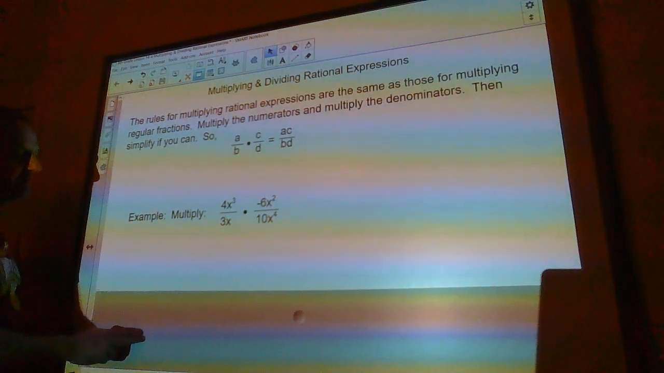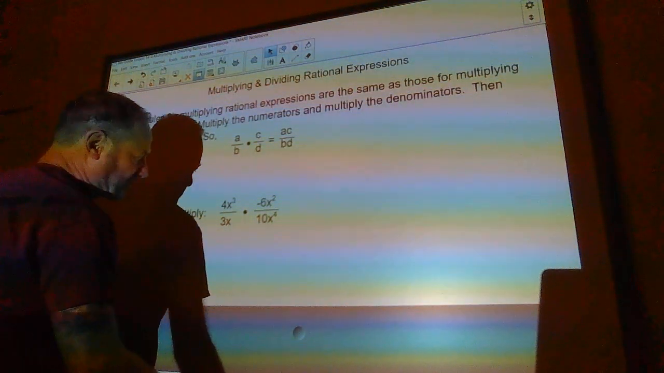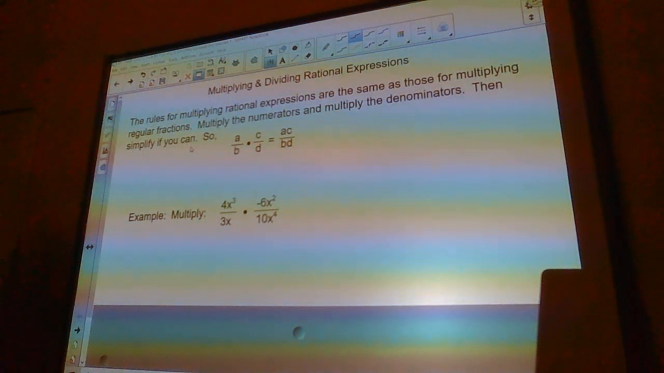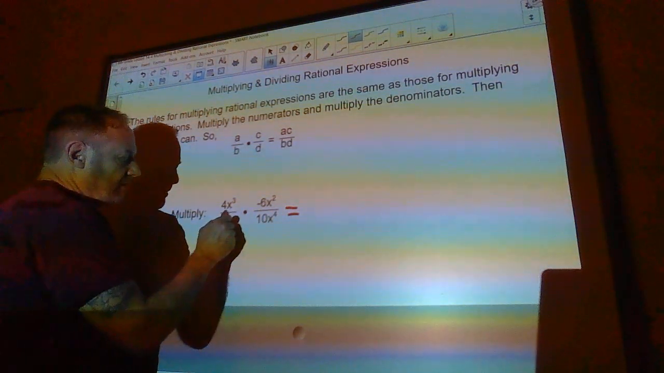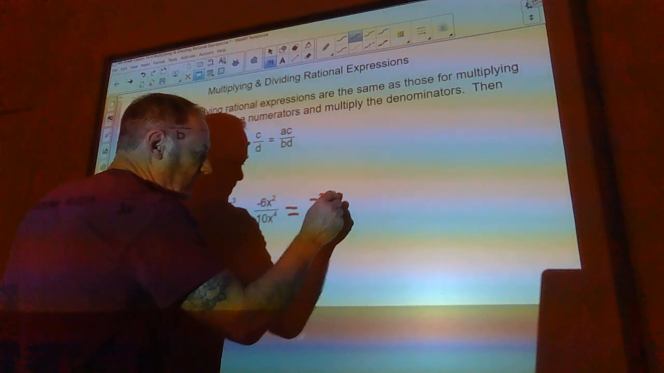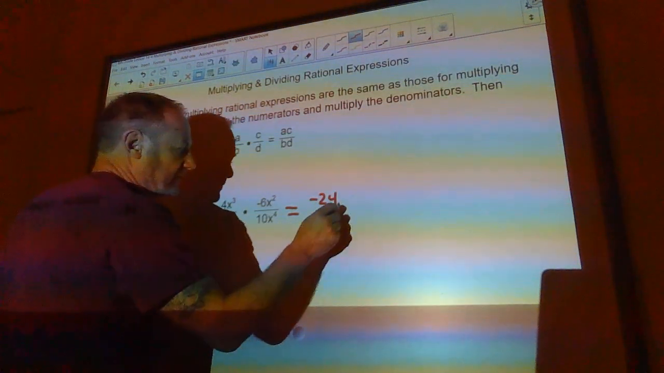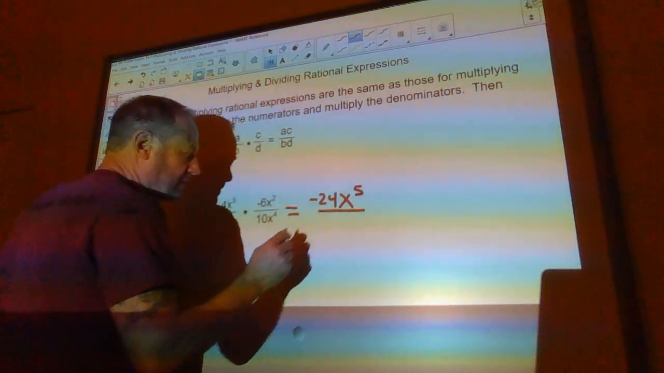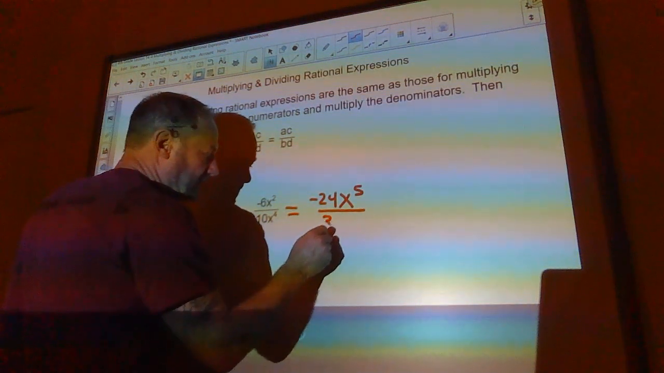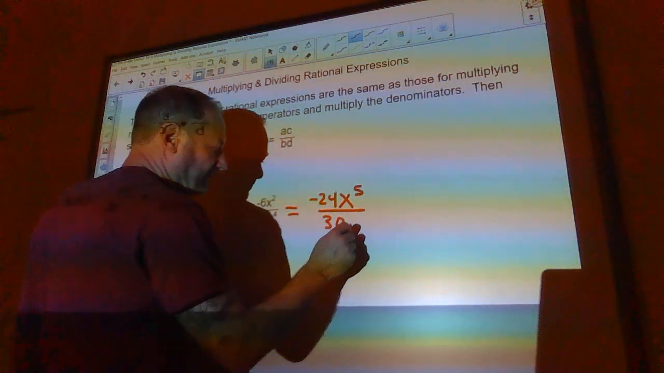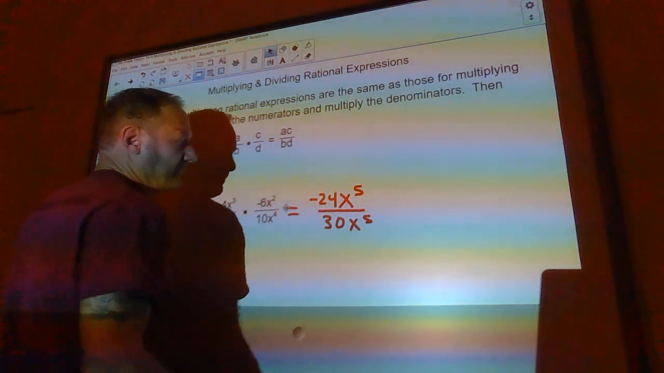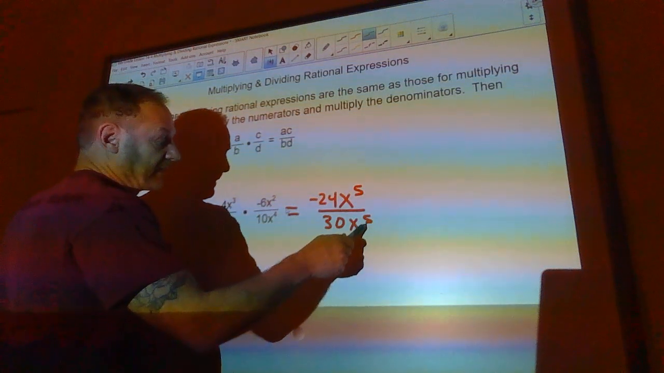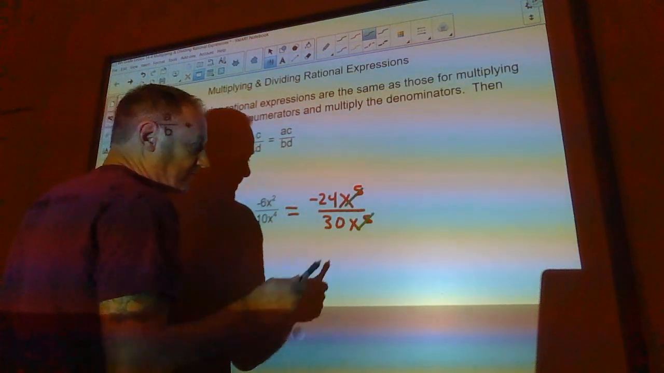Okay, so here we've got an example. 4x cubed over 3x times negative 6x squared over 10x to the fourth. So I'm going to go ahead and multiply these together. 4 times negative 6 is negative 24. X cubed times x squared is x to the fifth. Okay, 3 times 10 is 30. And x times x to the fourth is x to the fifth. Now I can cancel. Okay, so I know that x to the fifth over x to the fifth just cancels, and you get 1.